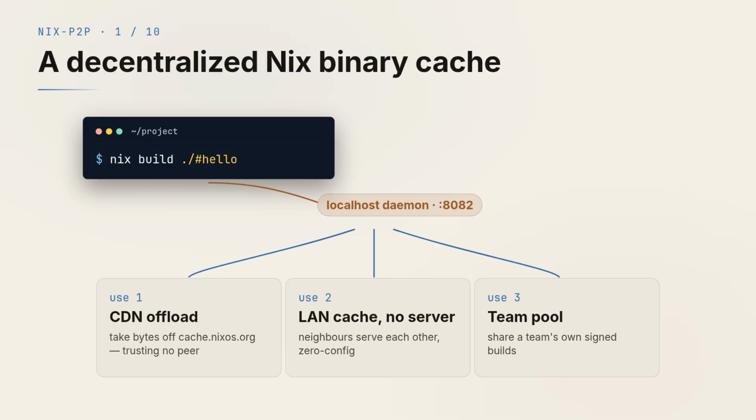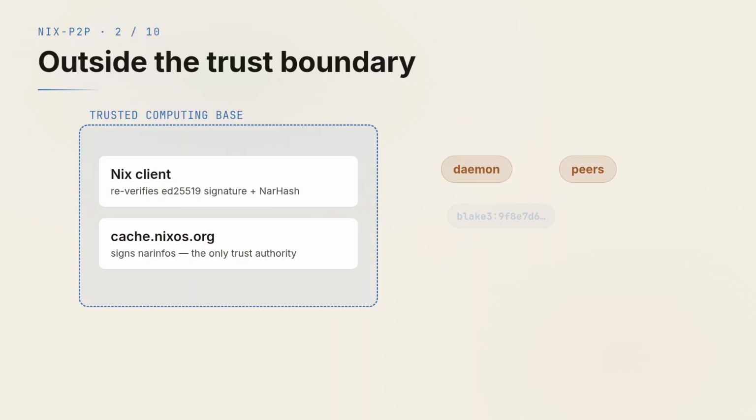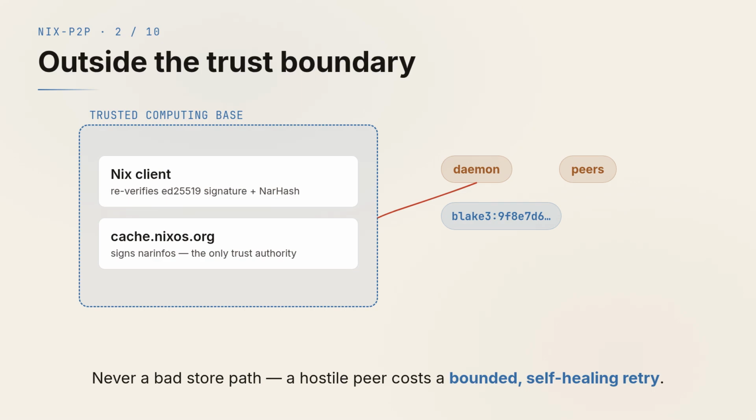a team's own builds. The core principle is a trust boundary. The daemon and every peer sit outside the trusted computing base. Nix store paths are content-addressed, so an unmodified Nix client re-verifies the signature and the hash itself. A hostile or busy peer costs a bounded, self-healing retry, never a bad store path. That safety is what lets sharing be useful out of the box, with zero config.